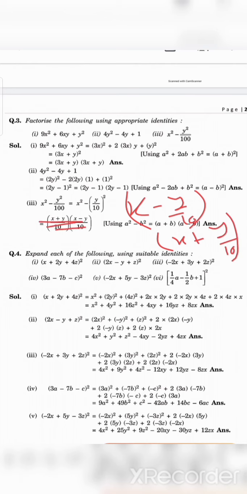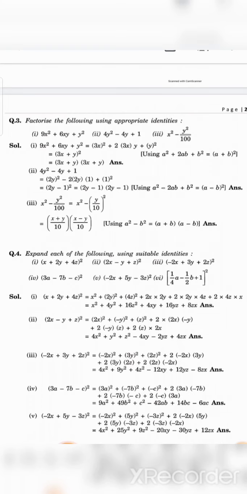Not like that, we have to write here (x minus y)/10 into (x plus y)/10. Next question, question number 4. Question number 4 is: expand each of the following using a suitable identity. We have to expand our polynomial by using a suitable identity.